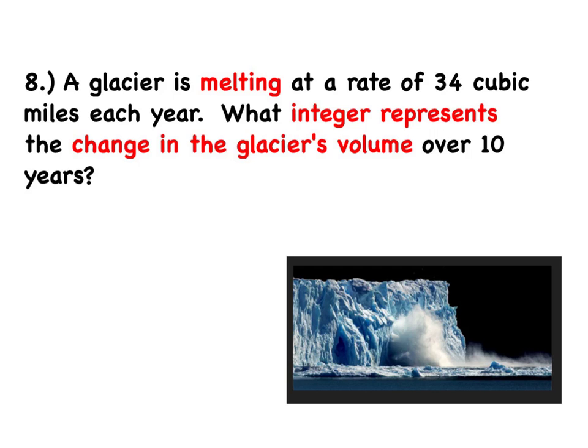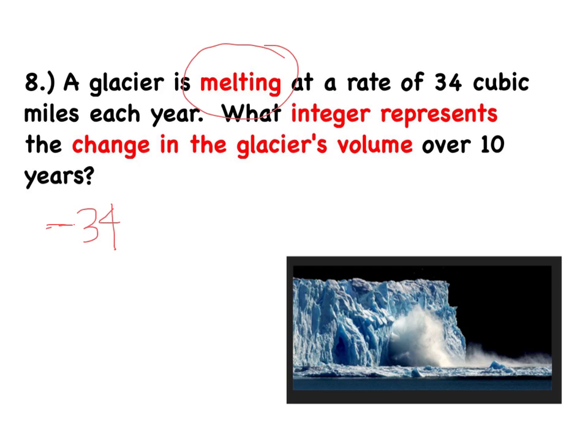Let's try a story problem. It says a glacier is melting at a rate of 34 cubic miles each year. What integer represents the change in the glacier's volume over 10 years? Well, one of the keywords we want to pay attention to is the word melting. Think to yourself, does this indicate a positive or an increasing value, or a negative or decreasing value? If you said negative, you are correct. So the rate that it is melting is negative 34 cubic miles each year.